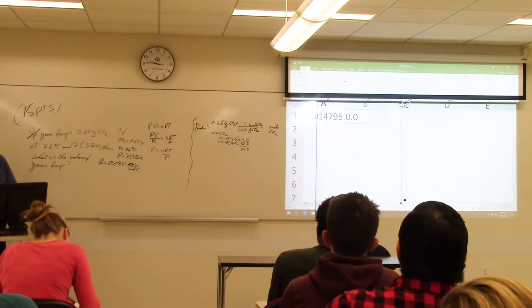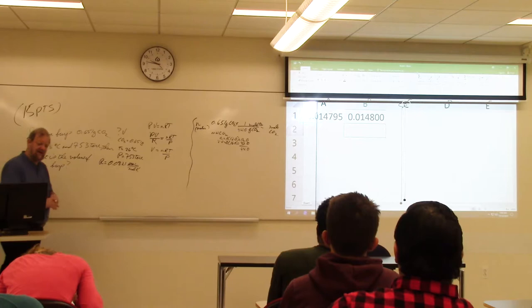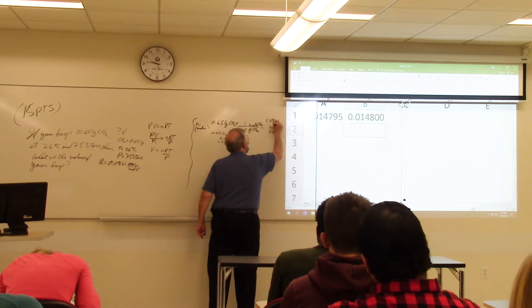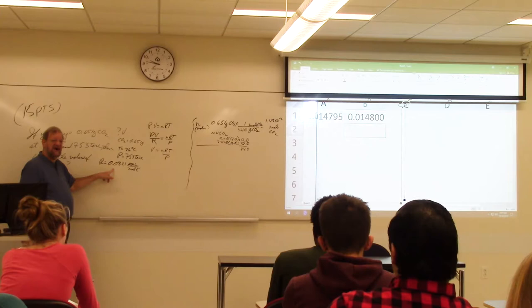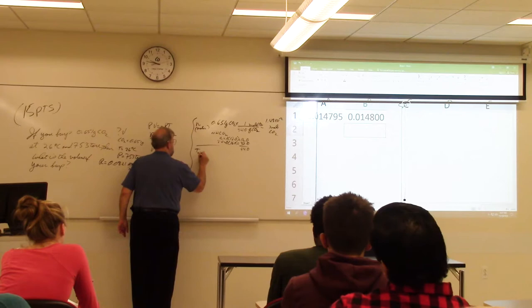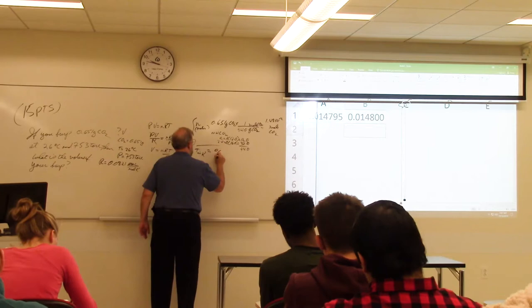All right, so now I have how many moles of CO2 I have. Well, that's done. Next, R. I'm done there because that's a constant. So now I'll do temperature. And temperature in Kelvin, and this formula will be given to you, is degrees C plus 273.